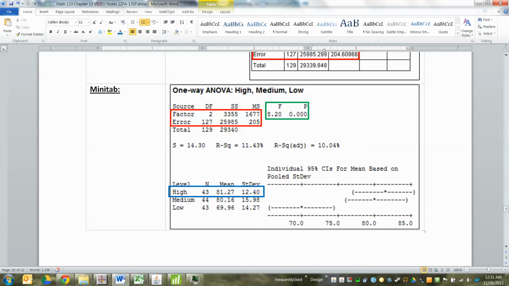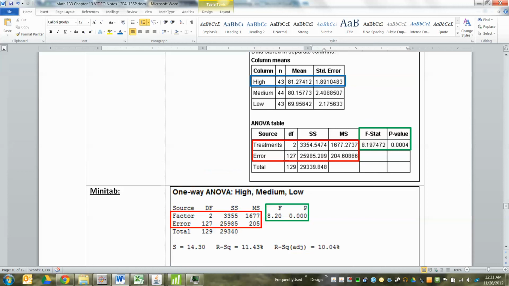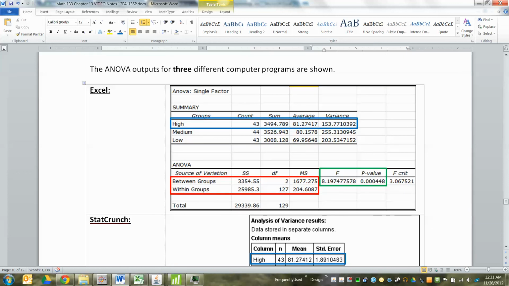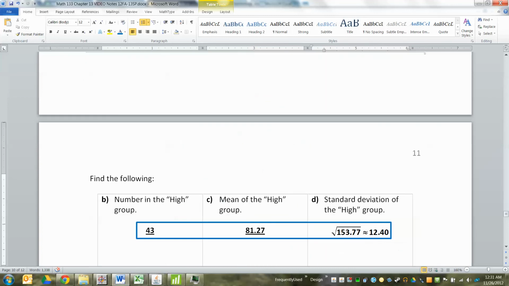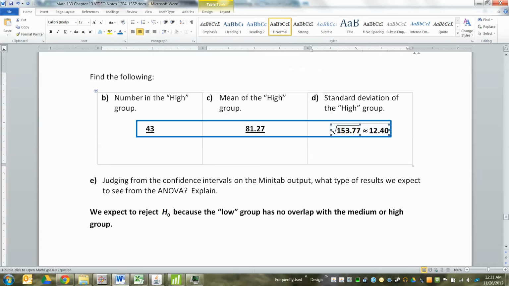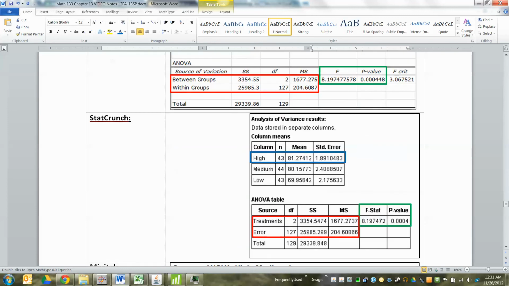Minitab is real easy. N is 43, so there was 43 in the group. Mean was 81.27, standard deviation is 12.4. Excel, there's 43 in the group, 81.27 is the average. They give you variance here, so you'd have to take the square root of 153.77, which I think I wrote right there, which would get you 12.4.